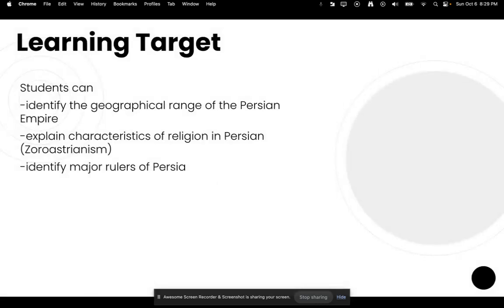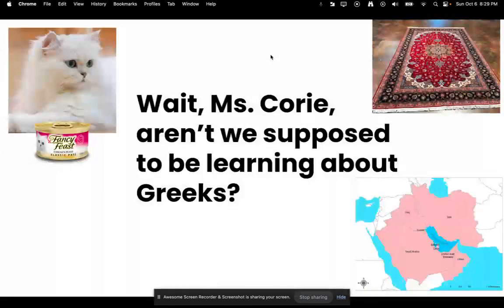So, learning targets: you can identify the geographical range of the Persian Empire, explain characteristics of religion in Persia. We're going to talk about Zoroastrianism today, which is a very interesting religion, and identify major rulers of Persia. So you're like, wait a minute, Miss Corey, aren't we supposed to be learning about the Greeks? I mean, this is the ancient Greece unit.